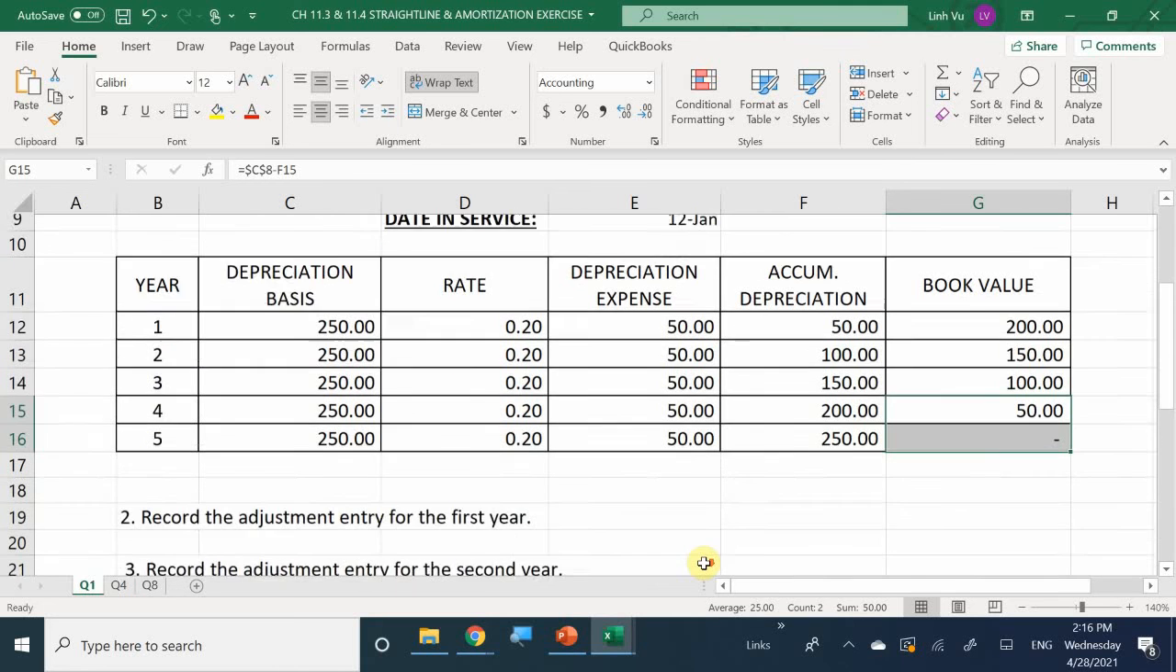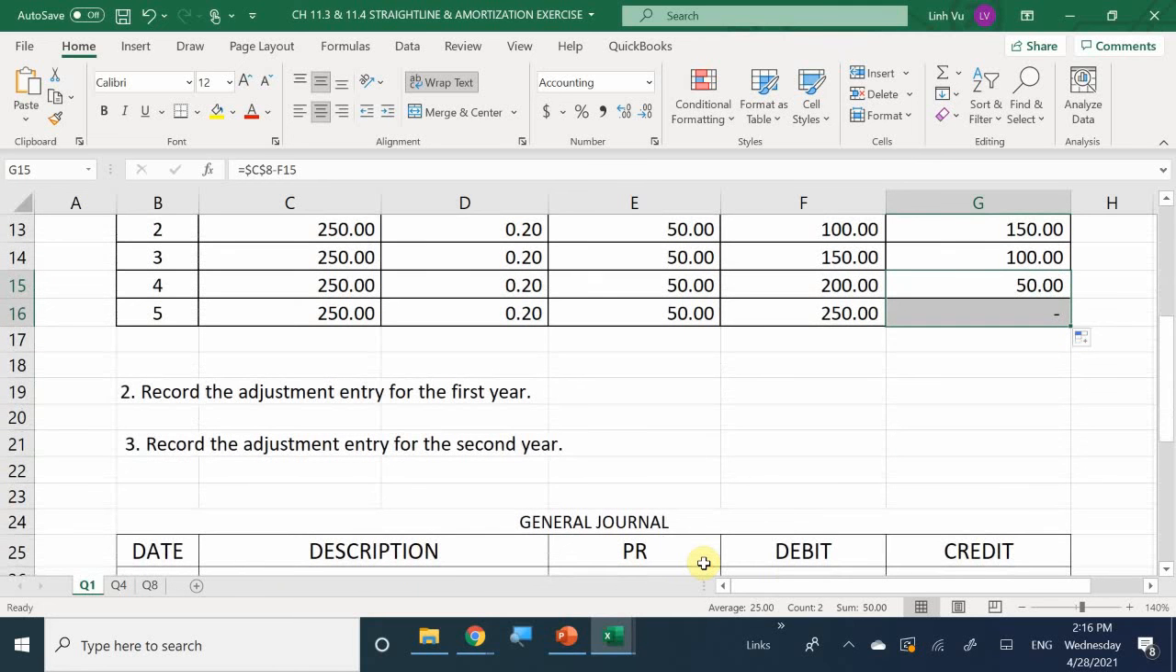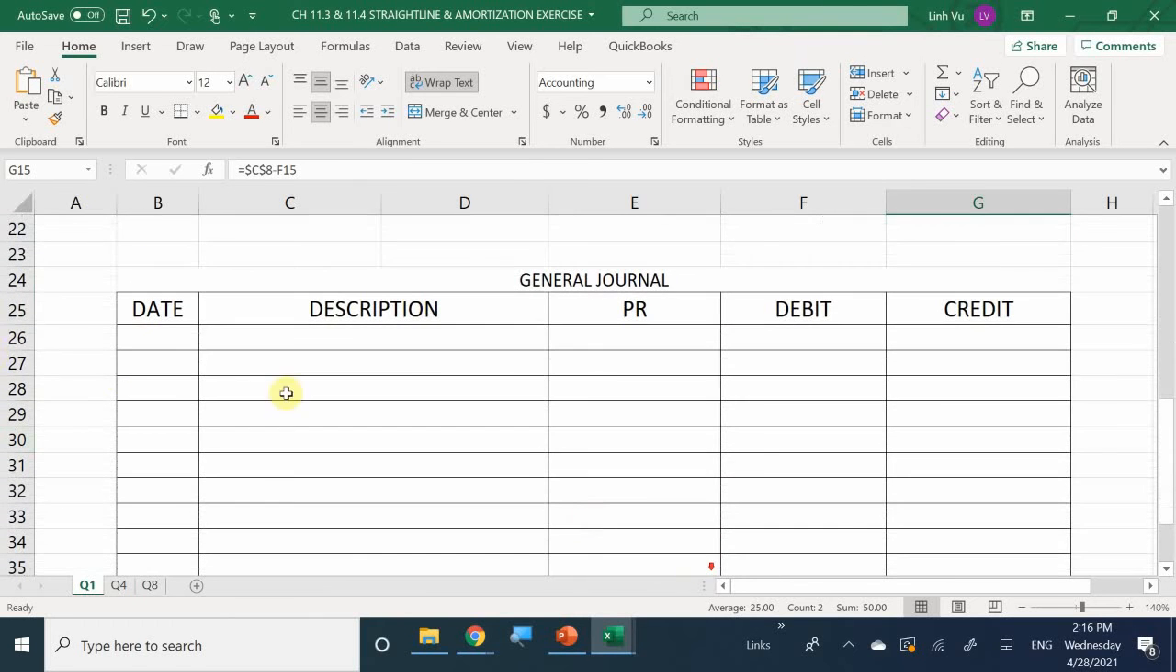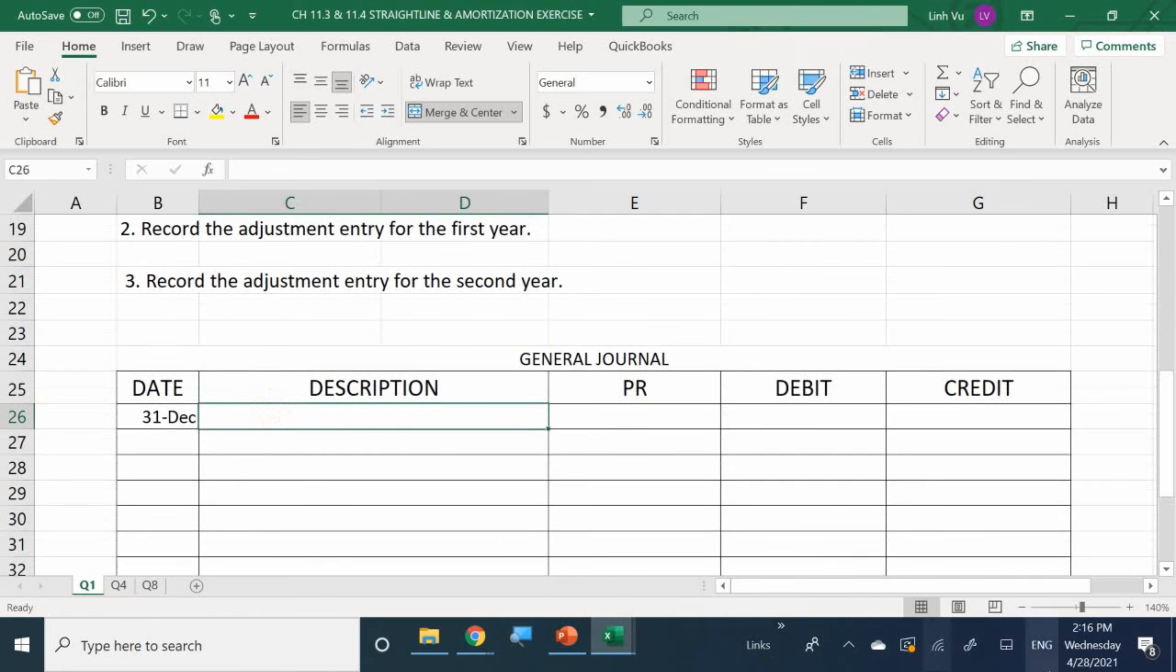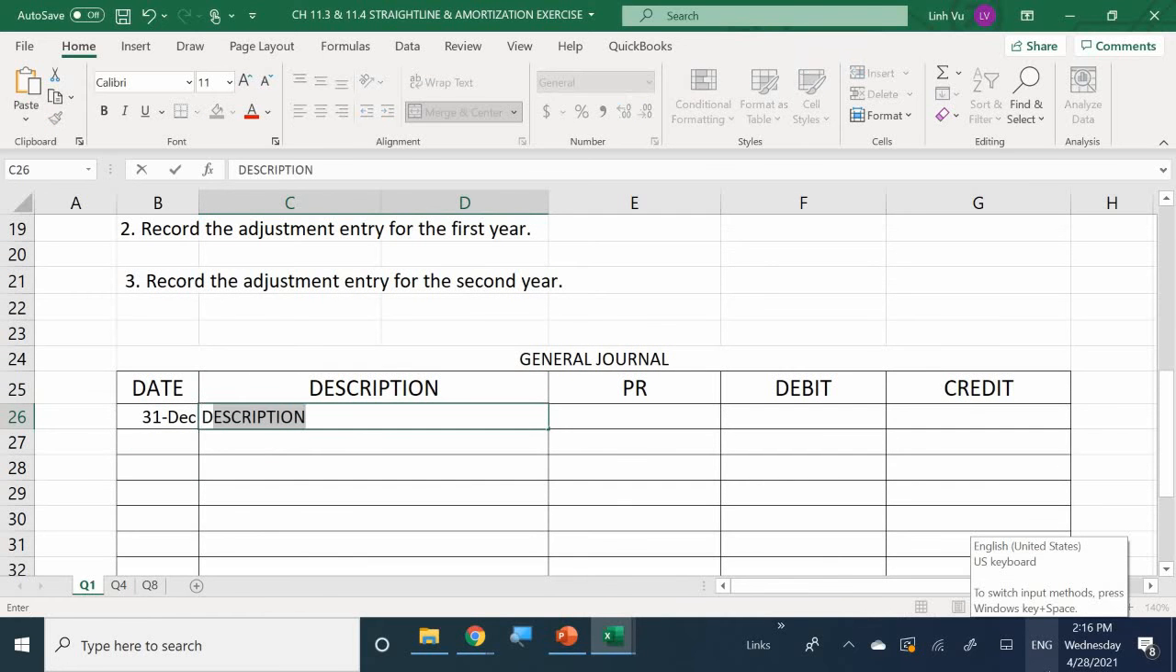So then, question number 2 and question number 3 says, what is my journal going to look like for the first year of depreciation? So assuming this is December 31st, what is my journal going to look like? The depreciation expense. So depreciate.